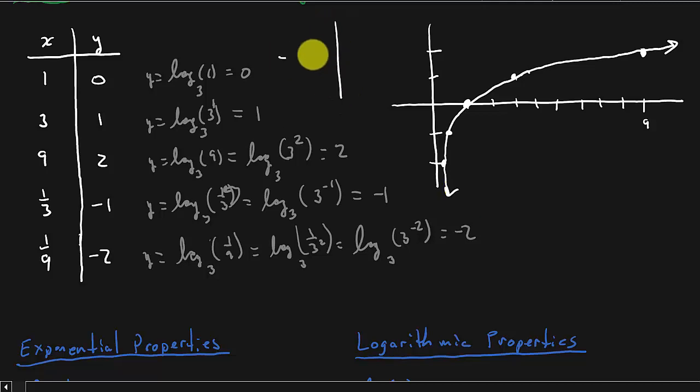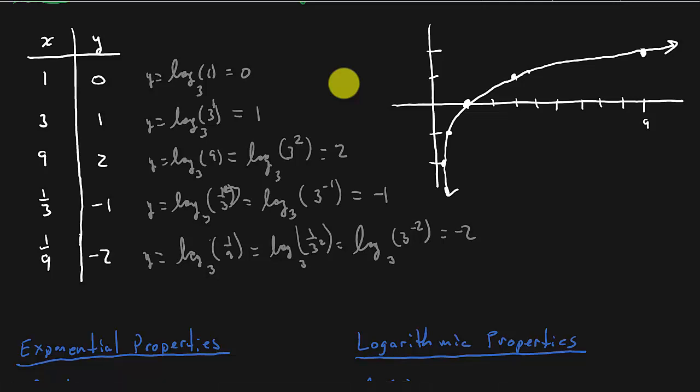And the other thing you need to remember is your graph will never look like this. It'll never cross the y-axis. Remember, you can't take the log of 0 or a negative number. And you can test that out. Punch in the log of 0 in your calculator, punch in the log of a negative number in your calculator, and it'll return an error message.